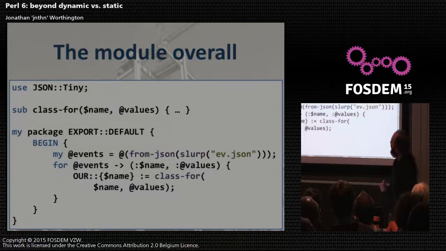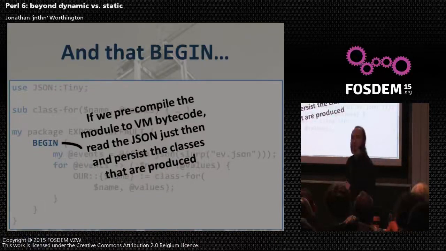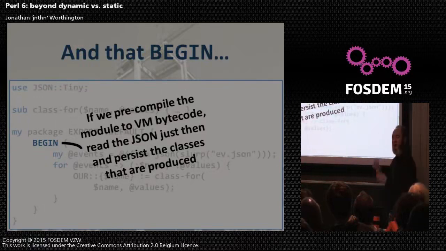And the only question that might remain is, what is that BEGIN thing? Okay. In Perl 6, you can pre-compile modules. You can actually compile them into, say, JVM bytecode, MoarVM bytecode, and persist it on disk.